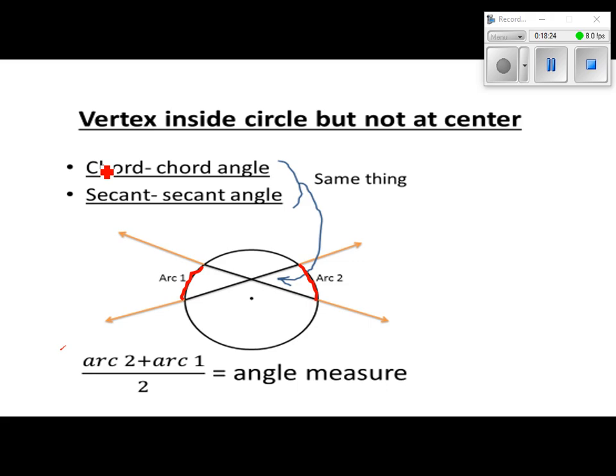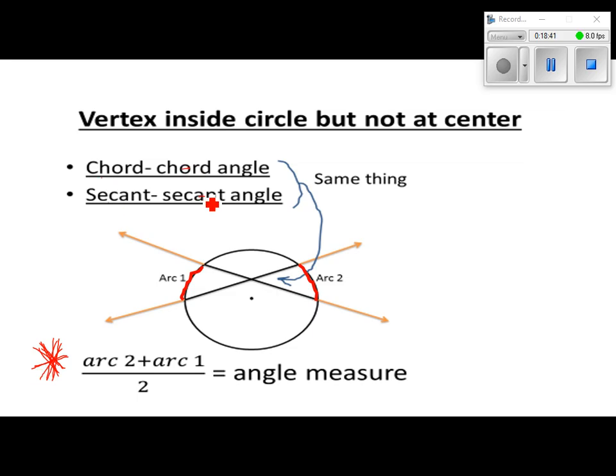Vertex inside the circle. The vertex is inside the circle. This is the key down here. This one's a little tougher, and the last two are a little tougher. Vertex inside the circle, you could have a chord angle, you could have a secant angle. Doesn't matter what you name them.